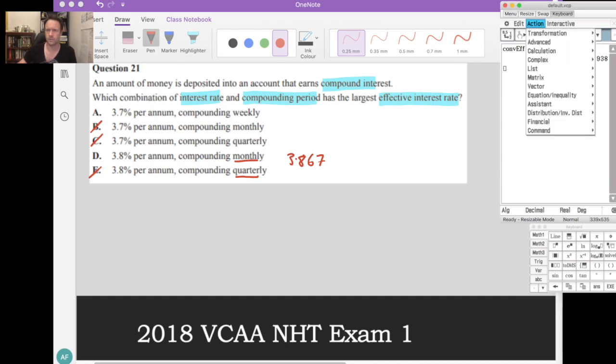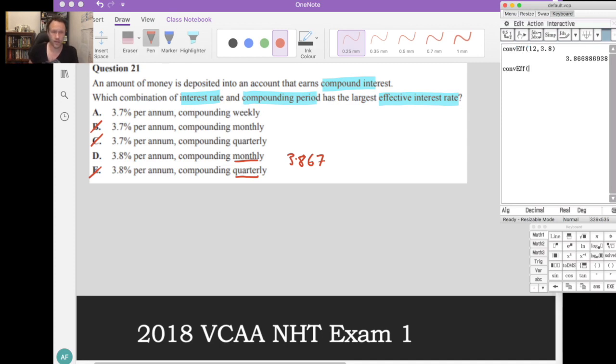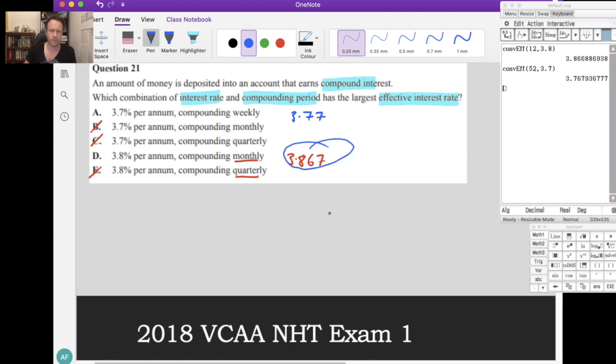And secondly, we want to do the same thing. We could always copy that, bring it down. This time we have weekly, so compounding periods per year is 52, and then we have a rate of 3.7%, and we get 3.76. Let's bang that in blue. Let's round it out to 3.77. We can see that the other is the better rate, 3.867%. That hasn't even cracked the 3.8%. So our answer is D.